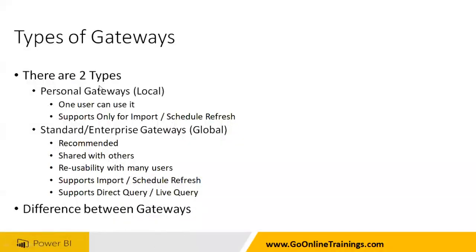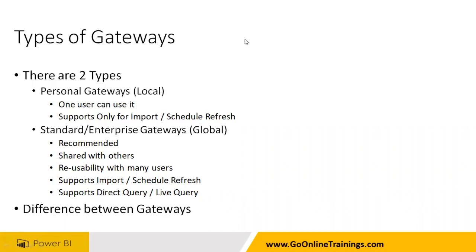Now there are two types of data gateways: personal data gateway, local, which only one user can use, right? And the standard or enterprise data gateway, global. This is recommended, and it can be shared with other users also. Reusability with many users, and it supports a lot of other things we'll discuss. Importantly, it supports schedule refresh, DirectQuery and live query. The personal one does not support this.